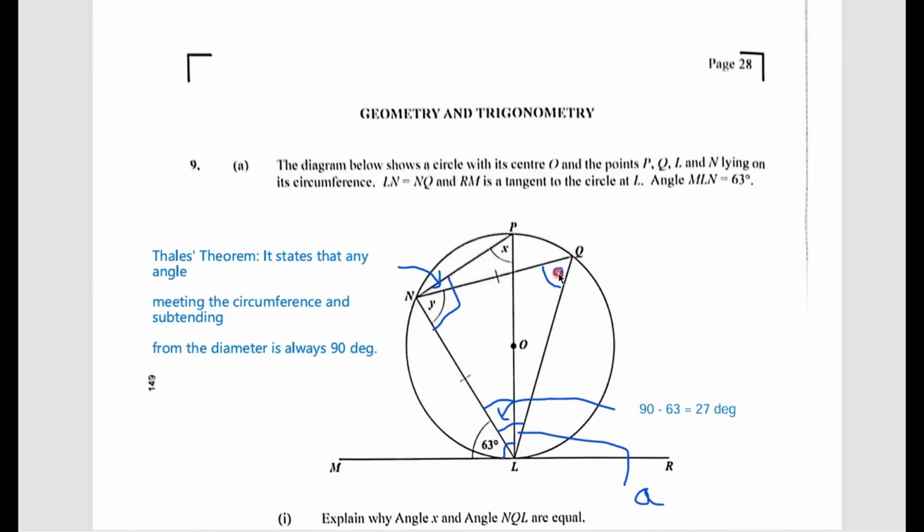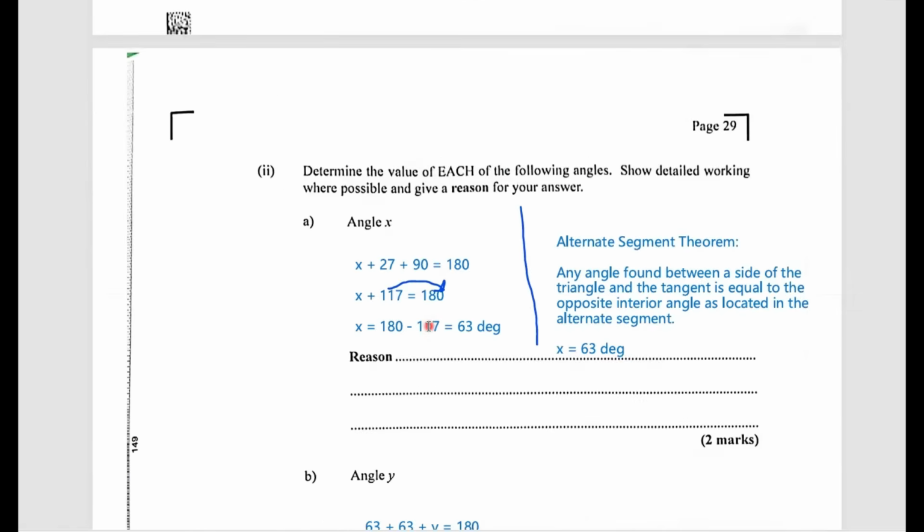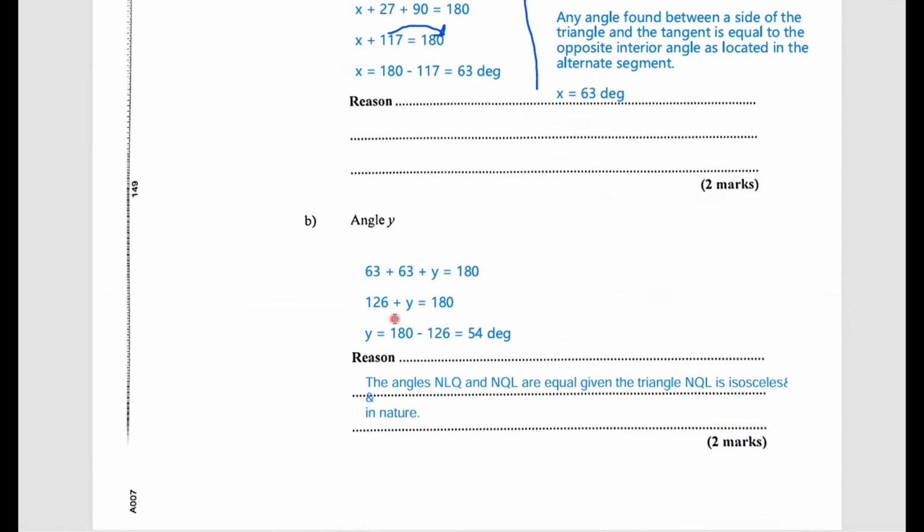So these two angles will be the same. A here and A also here. So they will be both equal to X, right? Because we said X is equal to A. So if X is 63, A is 63. So 63 add 63 add Y will give you 180 degrees in a triangle. So 126 add Y is 180. And Y will be 180 minus 126 to give 54 degrees.